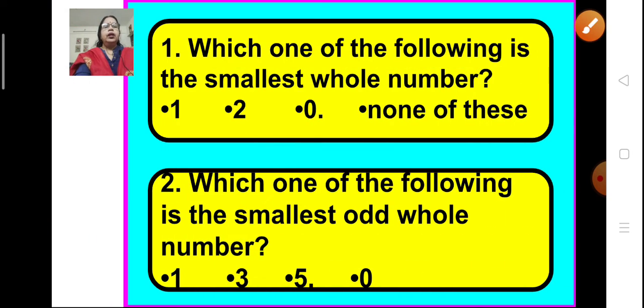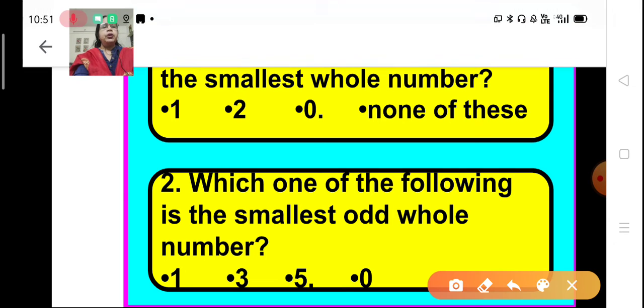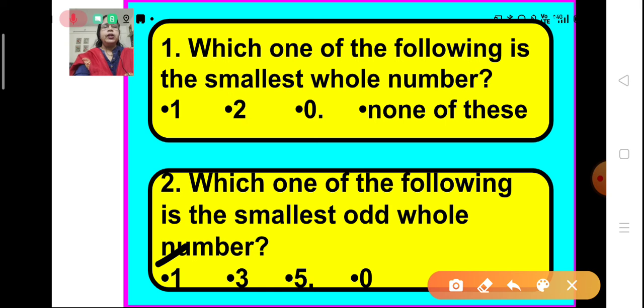Now, you can see we have some questions here. Which of the following is the smallest whole number? We have just discussed this. You can decide which of the numbers is the smallest whole number. Second question, which one of the following is the smallest odd whole number? Alright, what are odd numbers? Those which are not multiples of 2. So the smallest odd number, we can consider 1 as the smallest odd number. 3 is also there, but 1 is the smallest odd number.